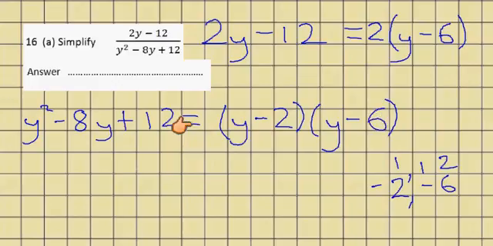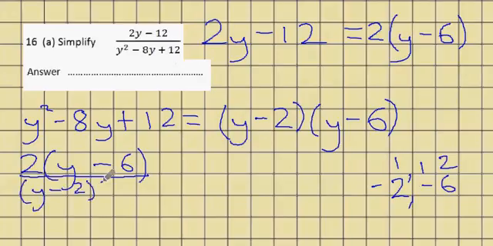Now we've fully factorized the bottom part of the fraction, and now I'll write it as one fraction. I'll write it as 2(y - 6), and that's all over (y - 2) times (y - 6).